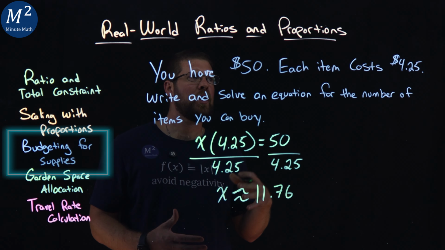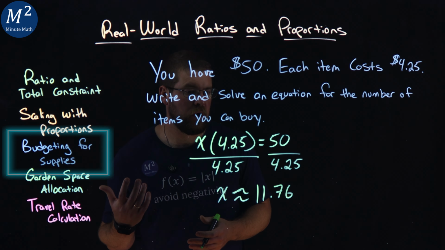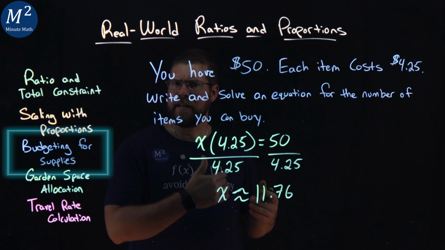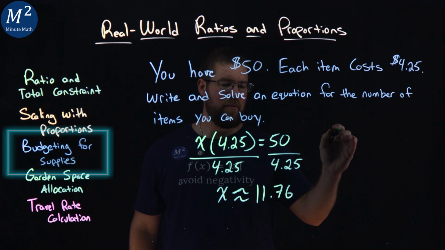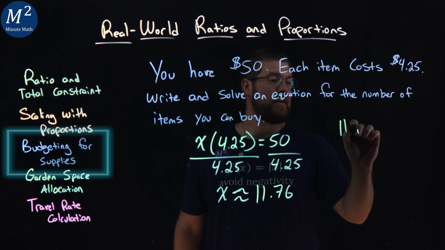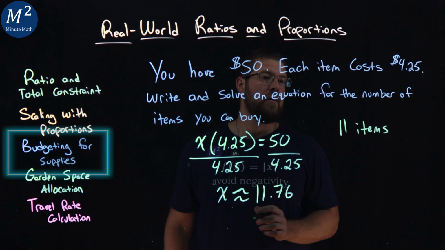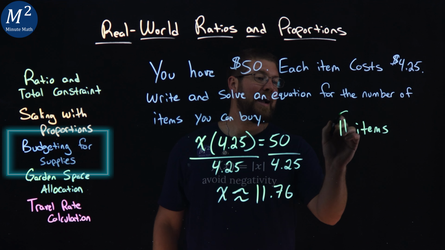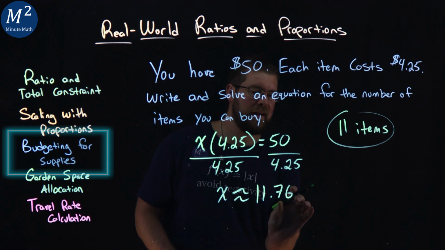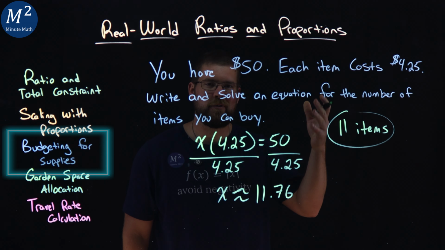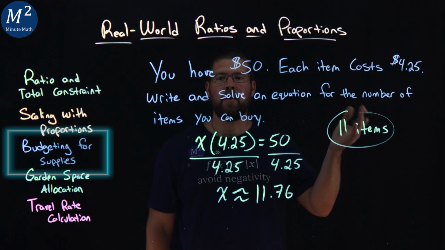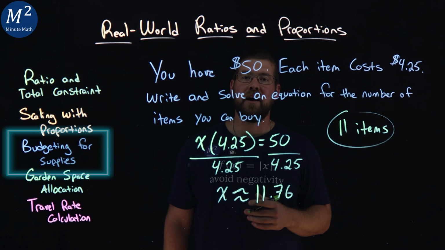Well, can we have a part of an item? No. And so we have to round down in this situation, and we can purchase 11 items. We only have enough money for 11 items because we had to round down, since we can't get 0.76 of an item. So the number of items we can buy is 11.